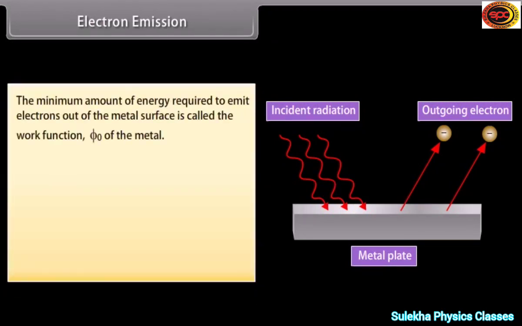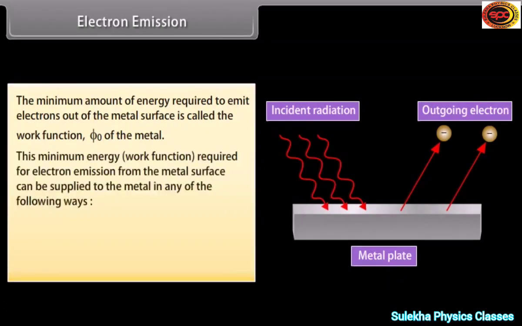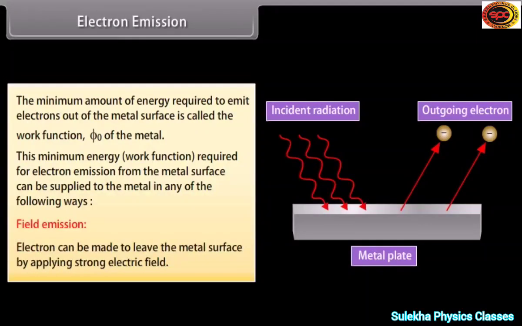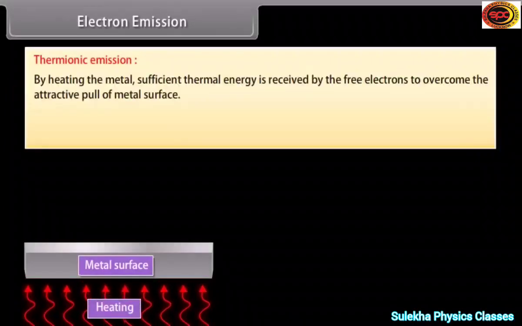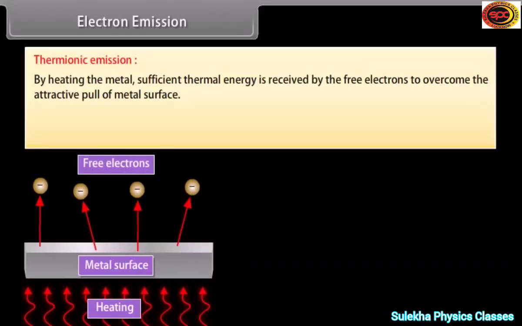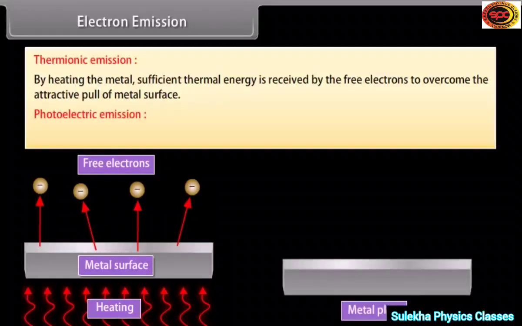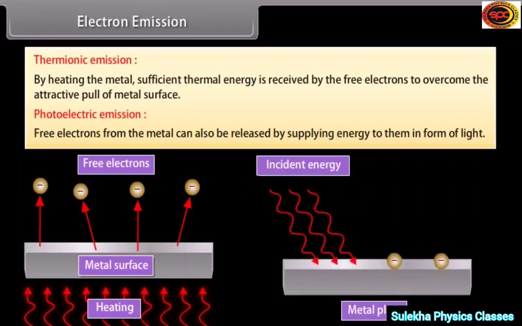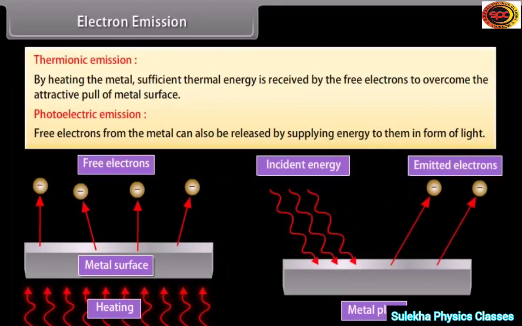The minimum amount of energy required to emit electrons out of the metal surface is called the work function, phi0, of the metal. This minimum energy can be supplied to the metal in any of the following ways. Field emission: electrons can be made to leave the metal surface by applying a strong electric field. Thermionic emission: by heating the metal, sufficient thermal energy is received by the free electrons to overcome the attractive pull of the metal surface. Photoelectric emission: free electrons from the metal can also be released by supplying energy to them in the form of light.